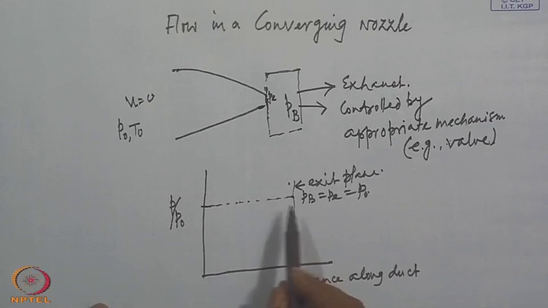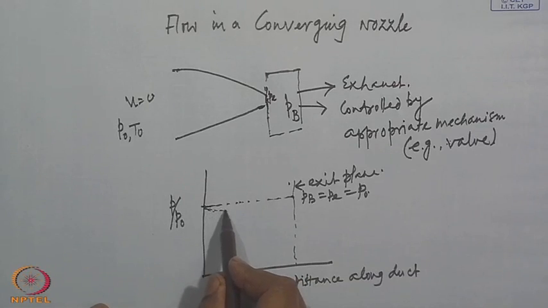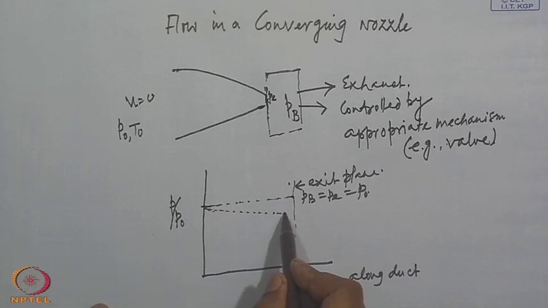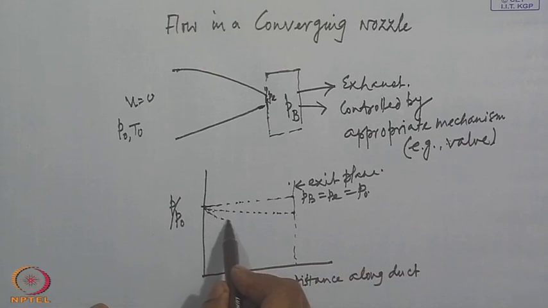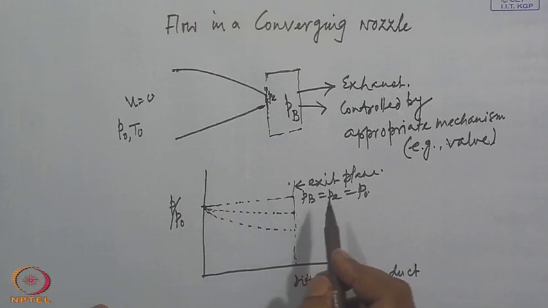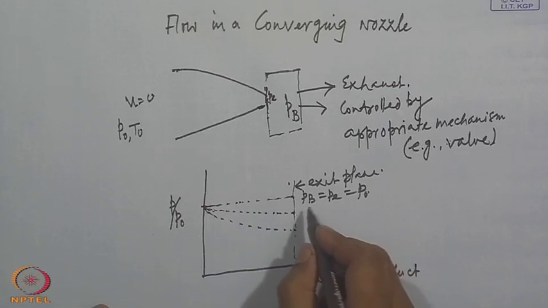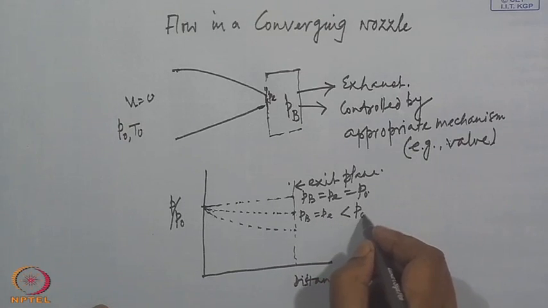Now, if the pressure is gradually decreased, there will be a flow and pressure will continuously fall to the value of P b at the exit plane. If it is still reduced, the flow velocity will increase, mass flow rate will increase, and these are all P b equal to P e, but that is less than P 0.